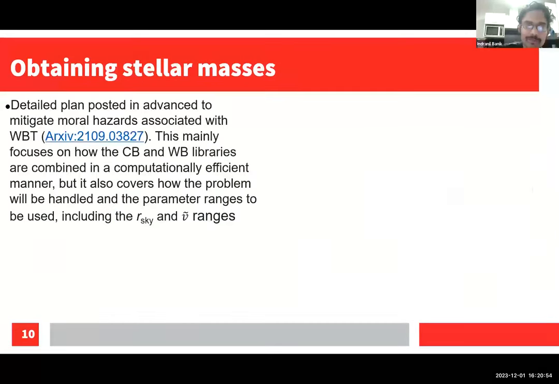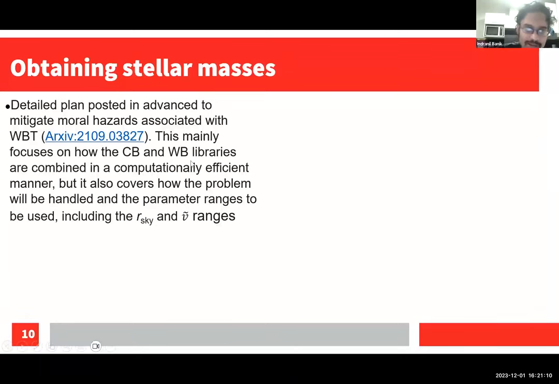So before we get on to that, I'll explain a few basics. I'll explain initially how we obtain stellar masses, and then we'll get on to some of the details of close binary modeling and line-of-sight contamination.